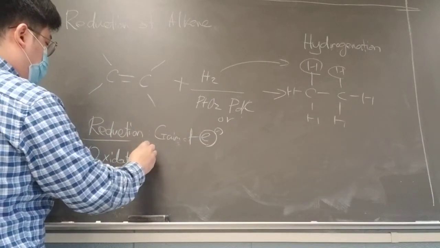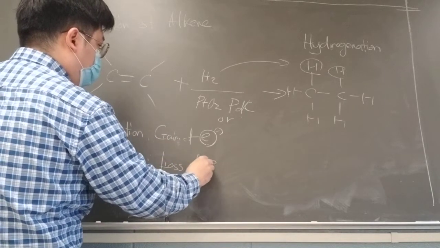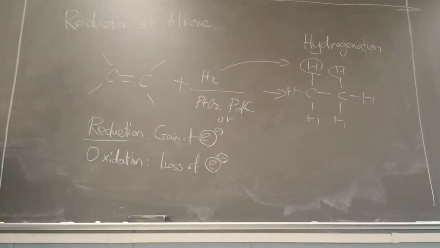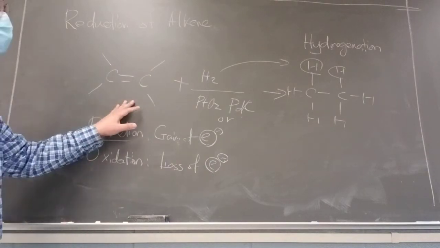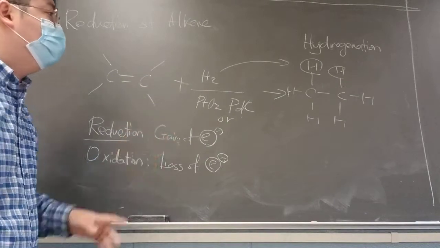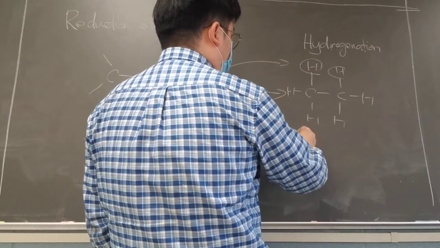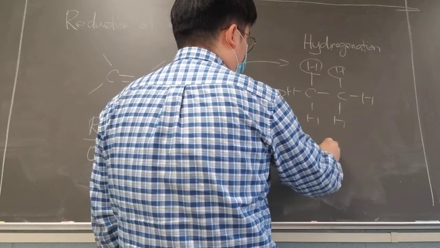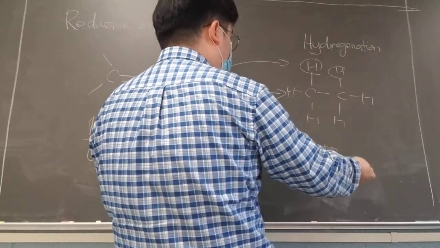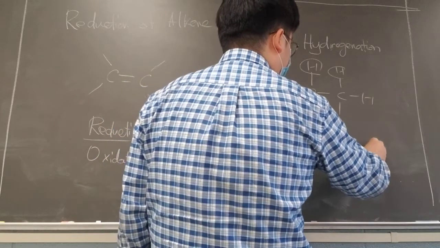Okay. The oxidation is loss. They're losing electrons. So in here, we're going to be more specific. What I mean by that is we're going to use the electron density now, not just the electrons themselves, like loss and gain and everything, but more like electron density here.